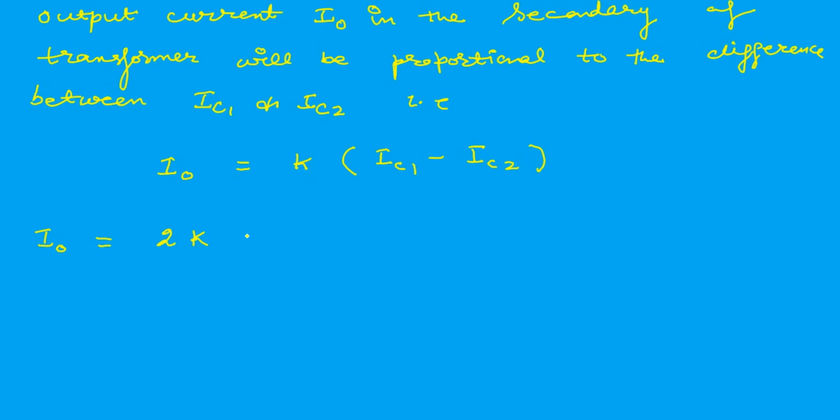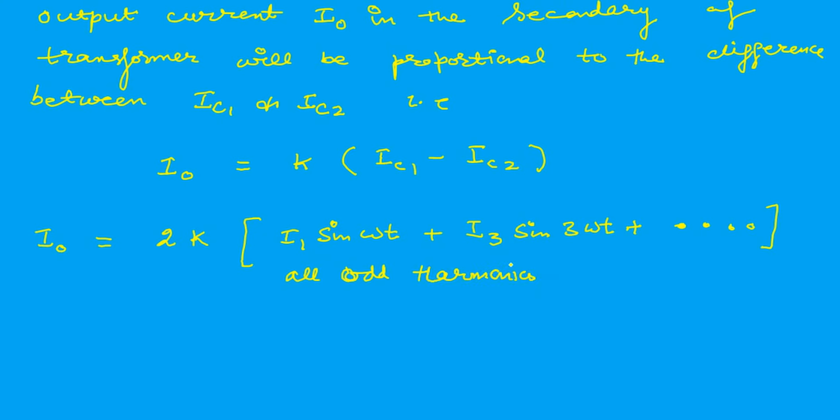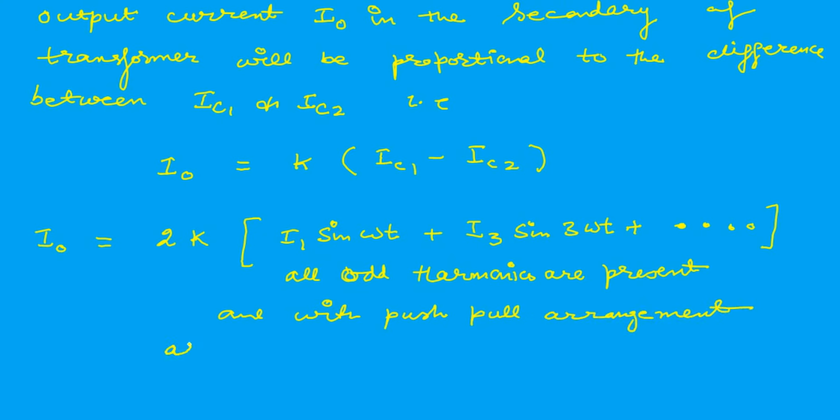Upon substituting the values of IC1 and IC2 and subtracting, we get omega t, 3 omega t, 5 omega t, 7 omega t, all the odd harmonics are present. Even harmonics are missing. So that is the advantage of the push-pull connection, that the even harmonics are eliminated. There is no 2 omega, 4 omega now.